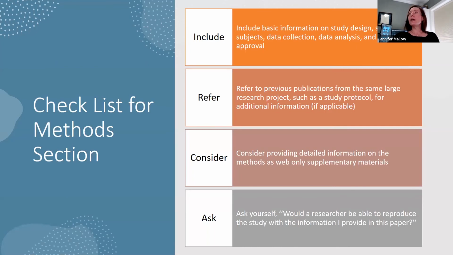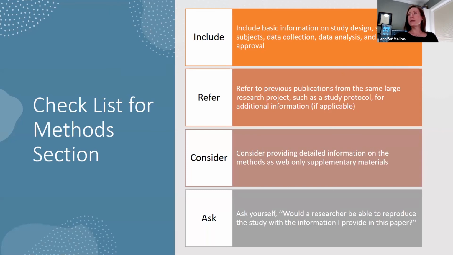All right, so include basic information. This is just a wrap up before we have some questions. Include basic information on the study design, setting, subjects, data collection, data analysis, and ethical approval. I really like these sections because it's like that cookbook recipe, right? If I get these pieces into it, then I'm able to expand that method section.